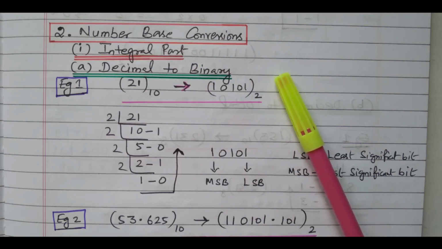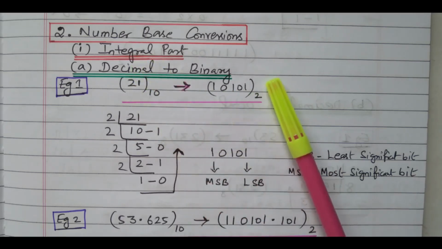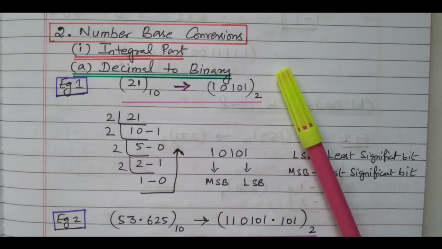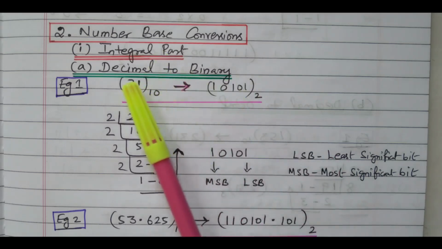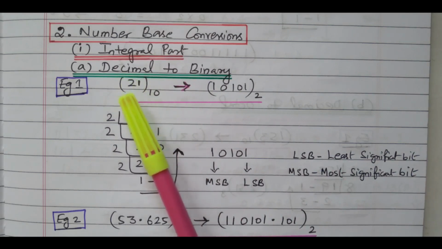Now we will go to the topic integral part. In the integral part, in the number base system we have four different number bases available: decimal, binary, octal and hexadecimal. So in this integral part we are going to see decimal to binary, decimal to octal, decimal to hexadecimal. The decimal is converted into the other three bases.